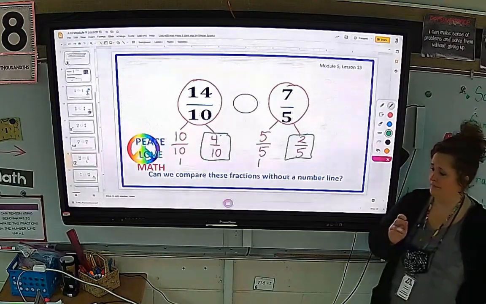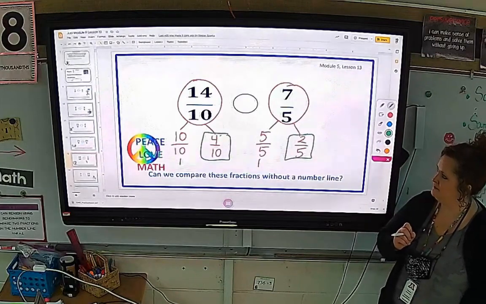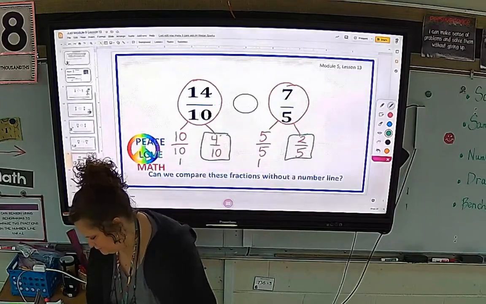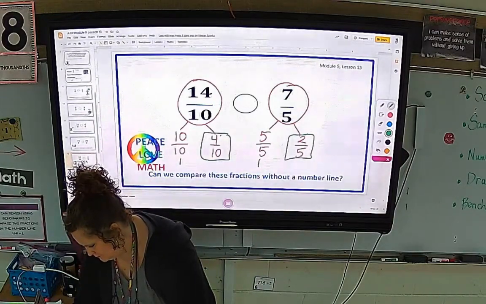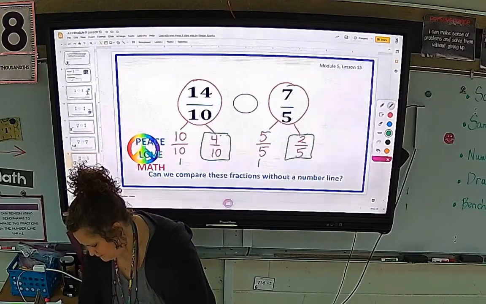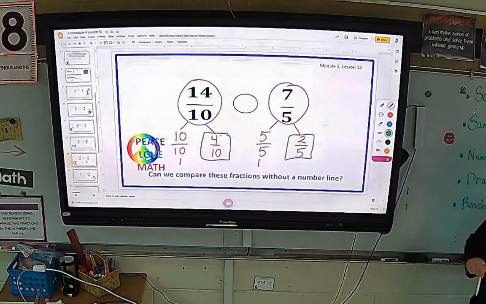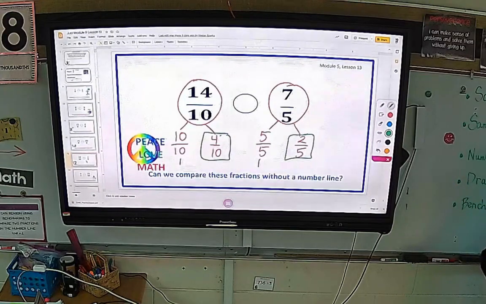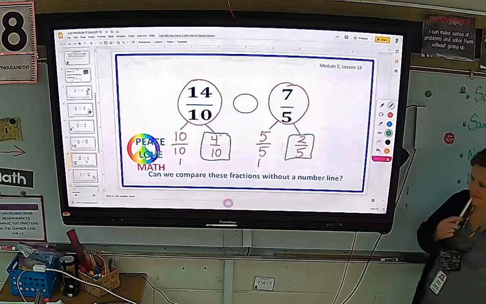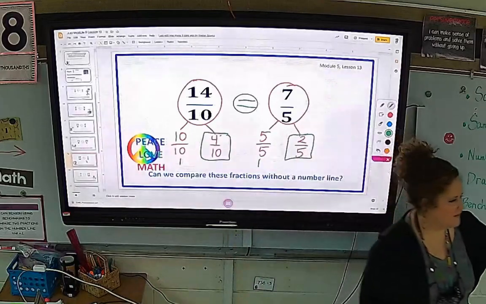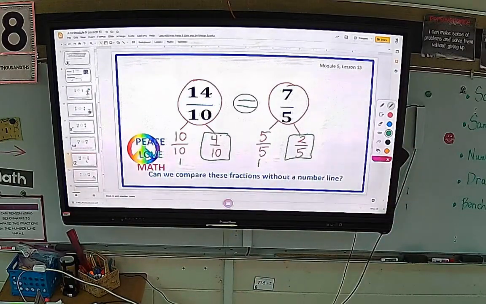You think they're equal? Ah, interesting. 7 fifths. It's 7 fifths or it's equal. Hold on. I have a weird feeling. I wanted to check something. 7 fifths. Any other thoughts? Equal or 7 fifths? Which one was right? Okay. I would say equal or 7 fifths.